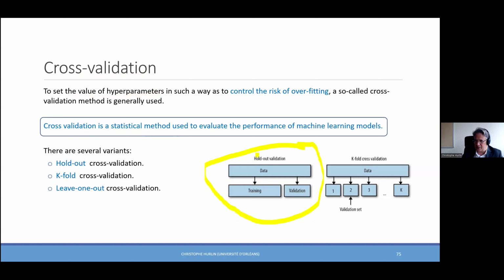In a few words, what is the hold out validation? I split my training data set into two subsets: the proper training data set on which I will train my model, and the validation data set on which I will compute, for instance, my R squared, my MSE, whatever. So give me a value of the hyperparameters. For instance, I consider a lag polynomial of order 3. I train the model here.